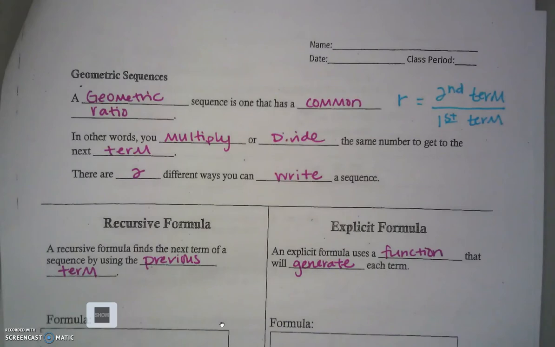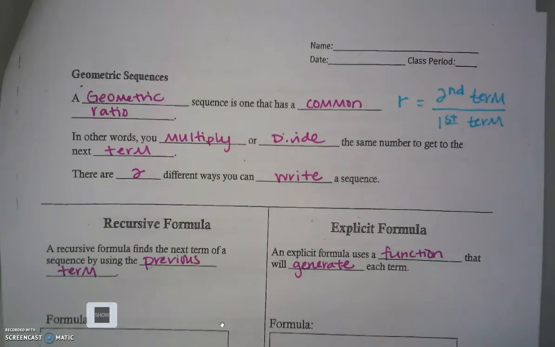There are two ways that we can write this. We can write it in recursive and we can write it in explicit. These two forms were the exact same names when we talked about arithmetic sequences. A recursive formula finds the next term of a sequence by using the previous term. So just like last time, we have some gobbledygook to write down.